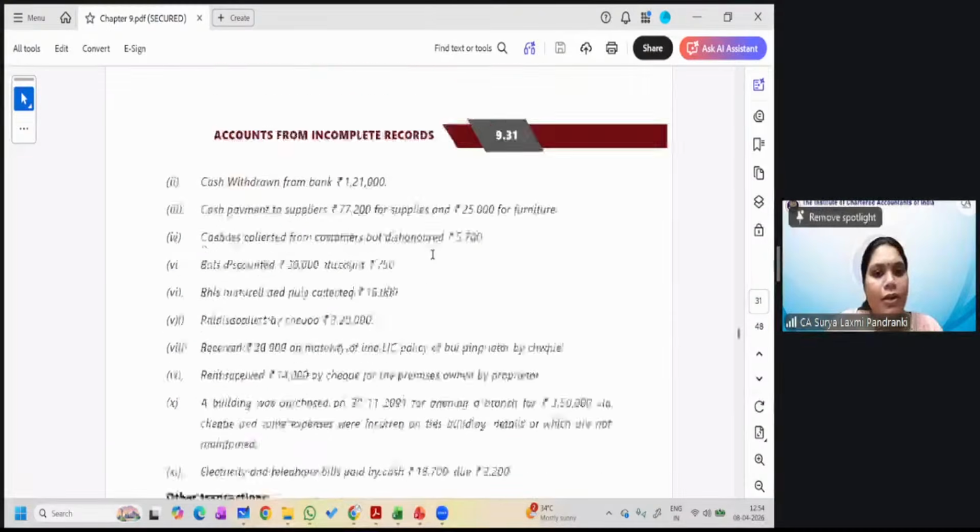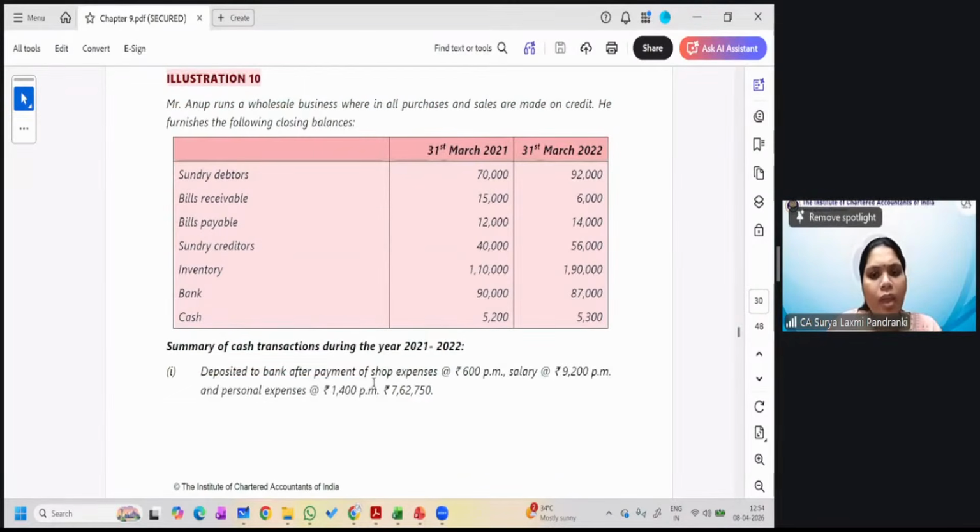Shop expense. What is your doubt in shop expense? They told 600 per month is paid, no? 600 per month is paid. That's the amount. That's it. Nothing is there in that. What is there? 12 months shop expense will be there, 7,200.